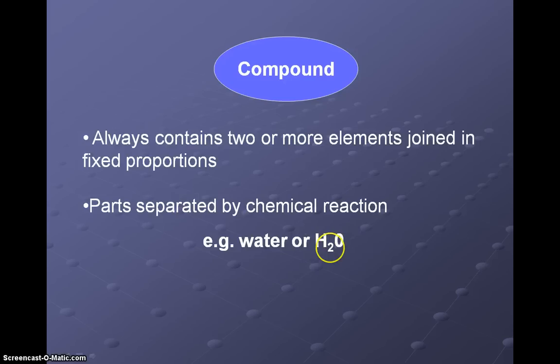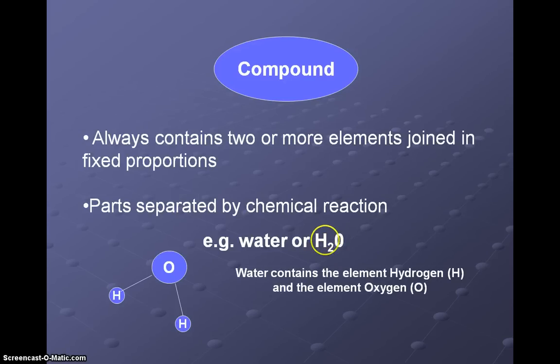Now, what this means is you have hydrogens and you have oxygens, and it's a fixed ratio of hydrogen to oxygen. So there's always 2 hydrogen for every 1 oxygen. Okay, so 2 hydrogen per 1 oxygen. If there is a different ratio of elements, then you have a different compound.